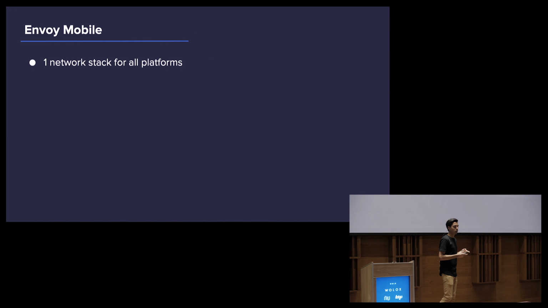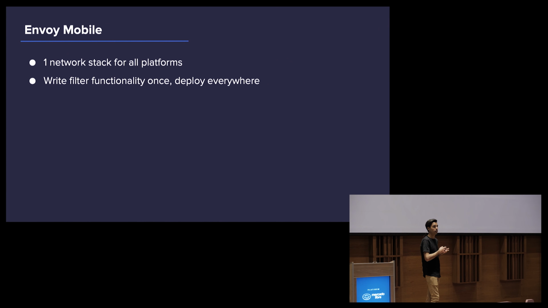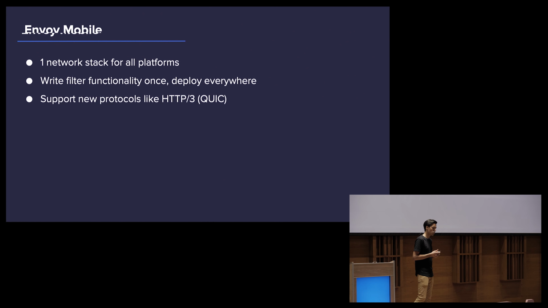First, we now have one networking stack across all of our platforms, so we can now be confident that everything works the exact same way across iOS and Android and our backend services. This also means that we can write functionality once and ship it everywhere. So for example, we could write authentication logic into a filter and then ship that onto our mobile clients as well as our backend services, and then no one on iOS, Android, or the backend service has to worry about how auth is implemented. And if we need to change it, we just change it in one place.